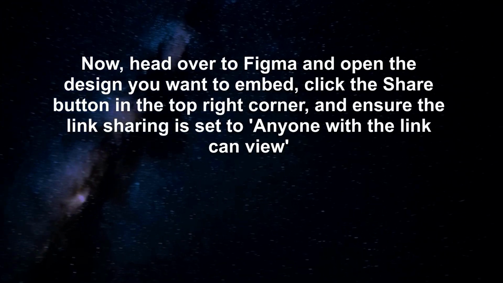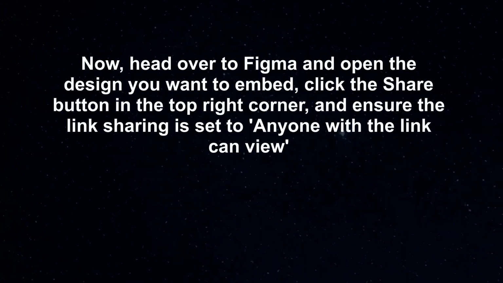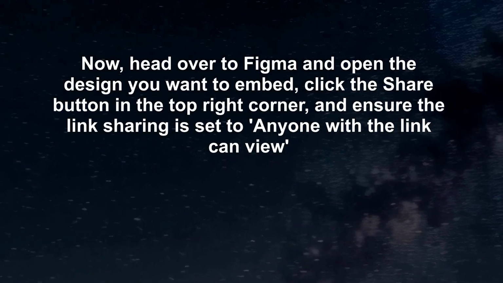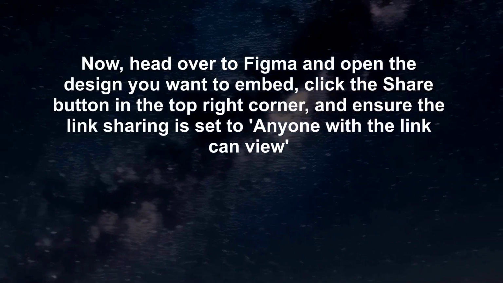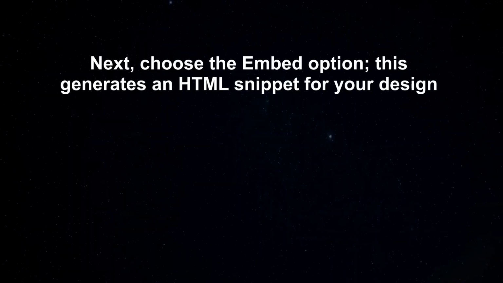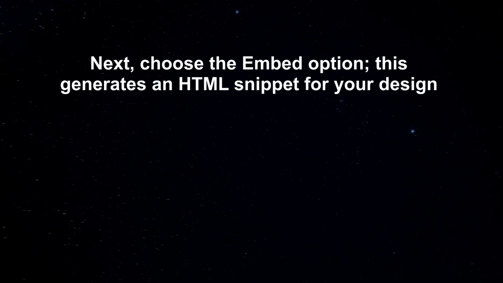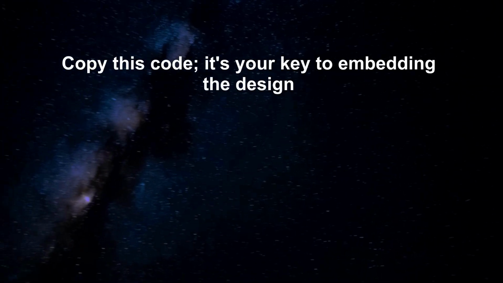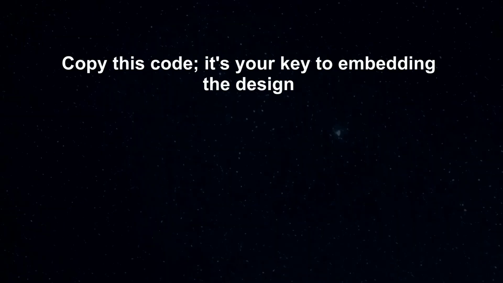Now head over to Figma and open the design you want to embed. Click the Share button in the top right corner and ensure the link sharing is set to anyone with the link can view. Next, choose the Embed option. This generates an HTML snippet for your design. Copy this code. It's your key to embedding the design.